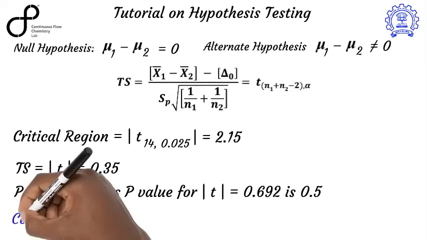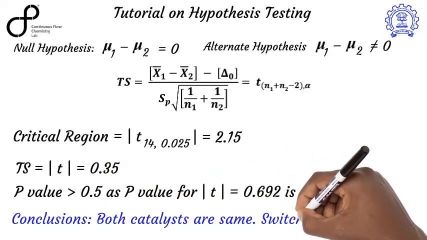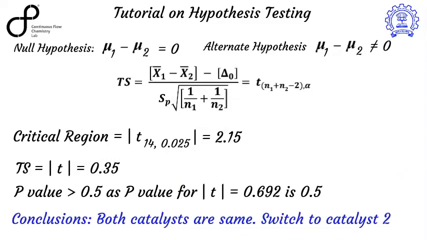We can therefore conclude that there is no difference between the process yield for the two catalysts. Since catalyst 2 is cheaper, it is more economical to shift the process to catalyst 2.